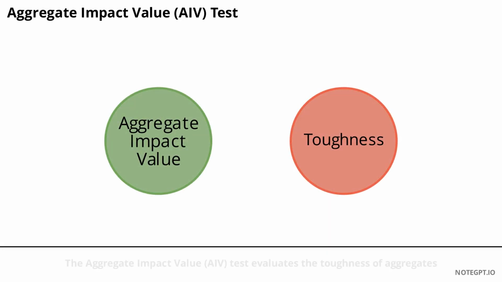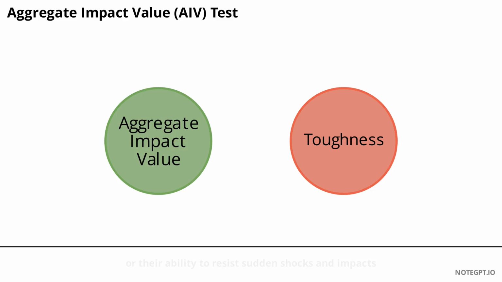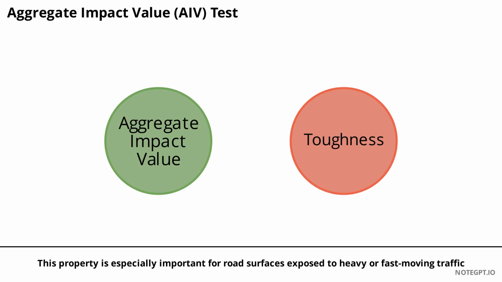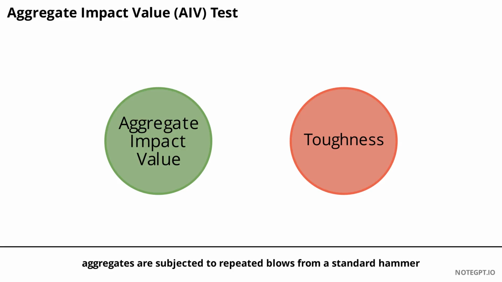The Aggregate Impact Value, AIV, test evaluates the toughness of aggregates, or their ability to resist sudden shocks and impacts. This property is especially important for road surfaces exposed to heavy or fast-moving traffic. In the AIV test, aggregates are subjected to repeated blows from a standard hammer, and the resulting fines are measured. A lower AIV indicates tougher aggregates, which are less likely to break under impact. Next, we'll walk through the detailed steps of the AIV test.